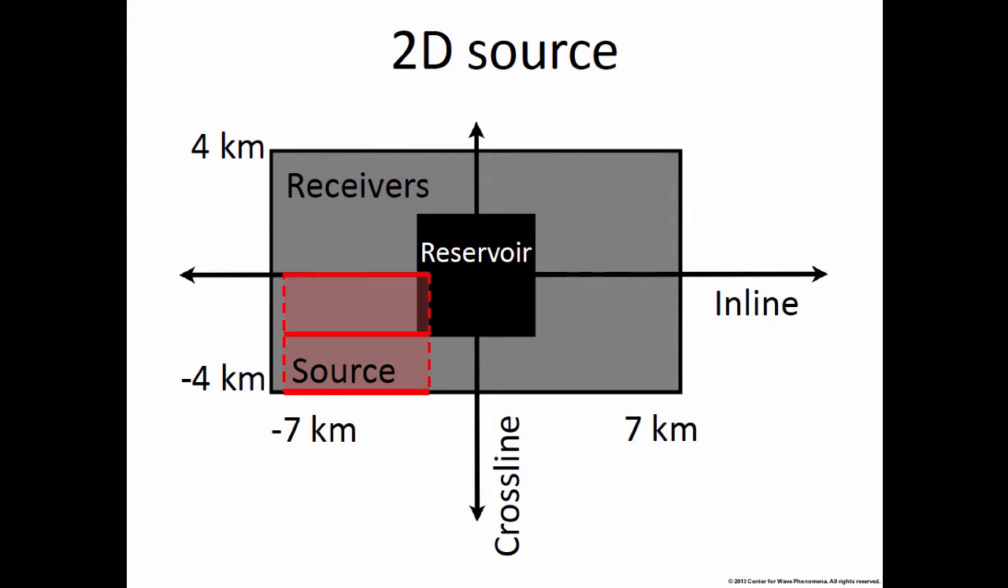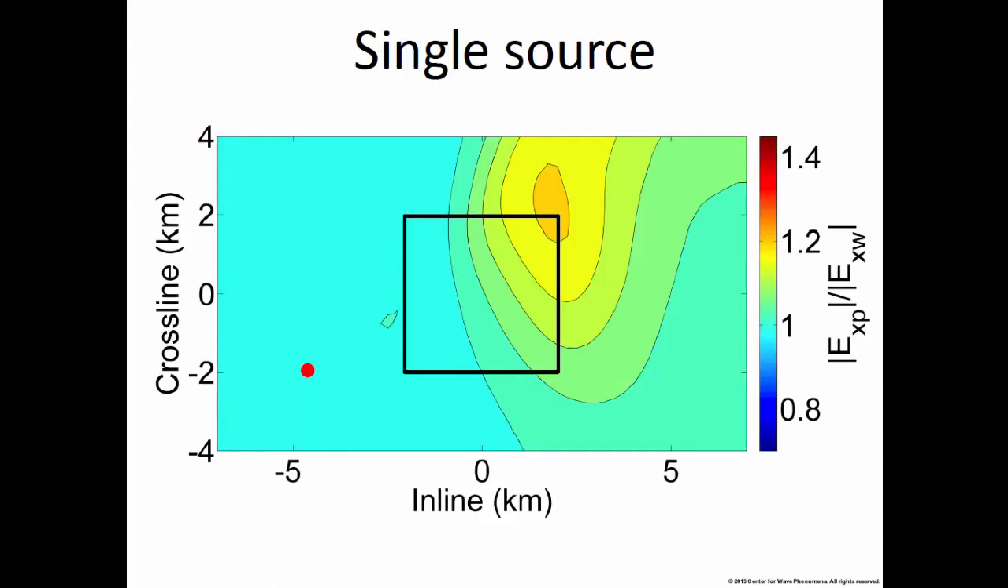So before I show you the results using this 2D source distribution, I first want to show you data from just a single source. Shown here is the red dot. Again, the footprint of the reservoir is outlined by the black square. And this is the response of the receivers on the ocean floor.